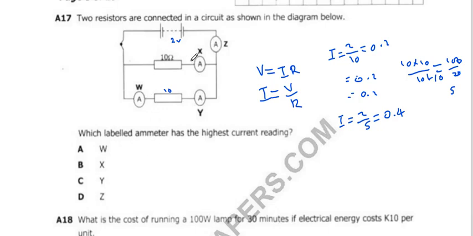Why? Because for these two, we're taking this as the total resistance, but for this one it's taking these two as the total resistance, and since they're in parallel, the total resistance offered by these two will be less compared to them individually. If these two were in a series connection, the case would be totally different. So therefore, the one that would give us the highest current reading is this ammeter there, which is Z, and is option D on our answers.